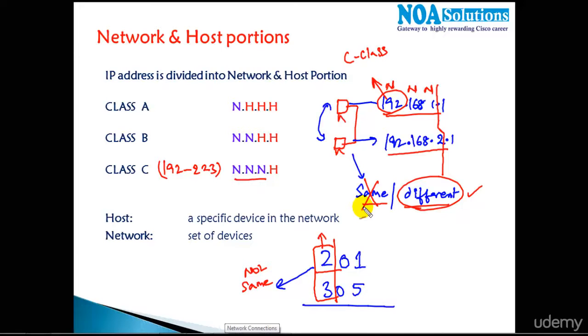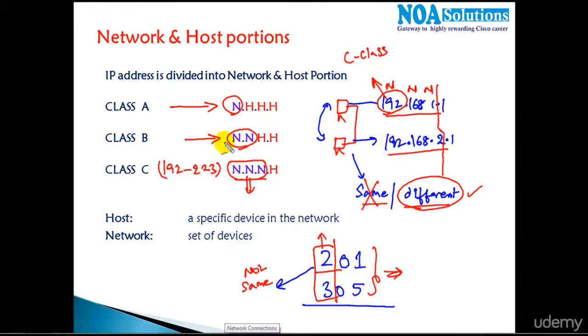So whether it's the same network or a different network is decided based on the network portions, and it varies based on the class. It is not like the floor numbers, where only the first number represents the floor. In IP addressing, it can be 3 numbers that represent a network, it can be 2 portions, or it can be 1 portion that represents your network. So in the case of the A class, we must compare only 1 portion.